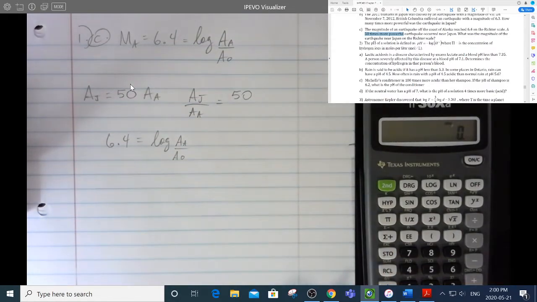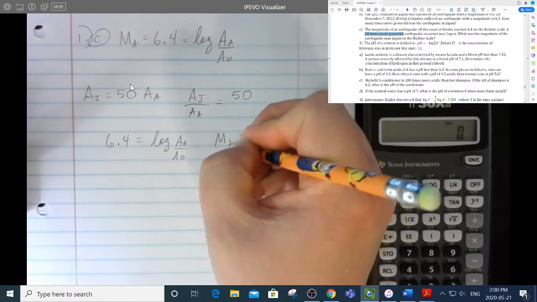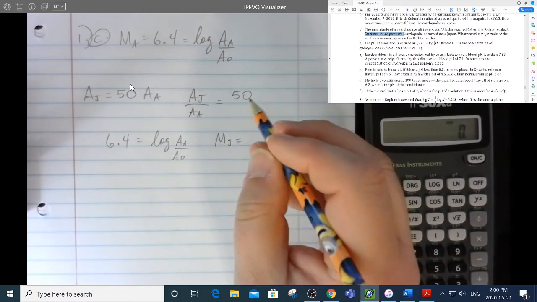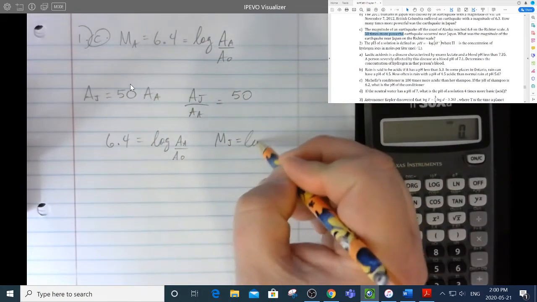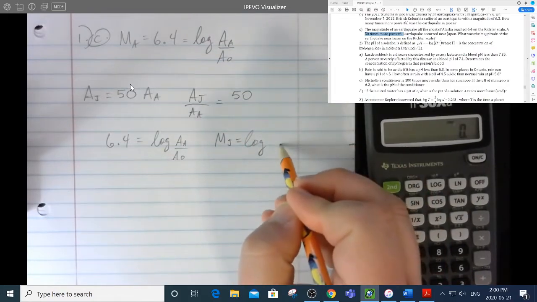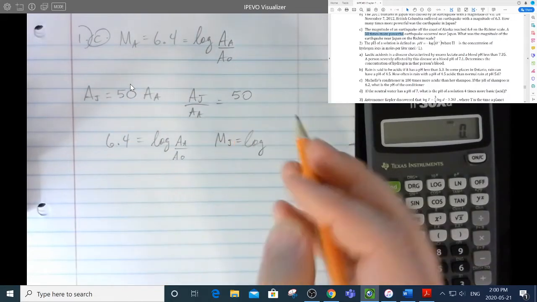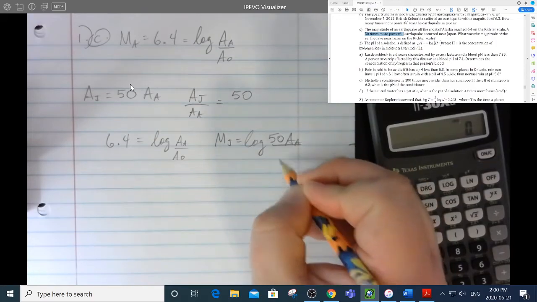And basically, I can say then that the magnitude of a Japan earthquake is going to be, and instead of writing down the amplitude of a Japan earthquake, well, I already have an expression for what the amplitude of a Japan earthquake can be. It's 50 times the Alaskan one, and then over A naught.